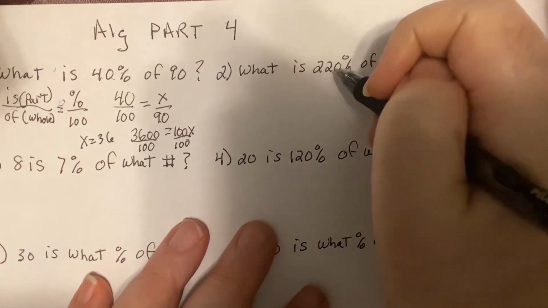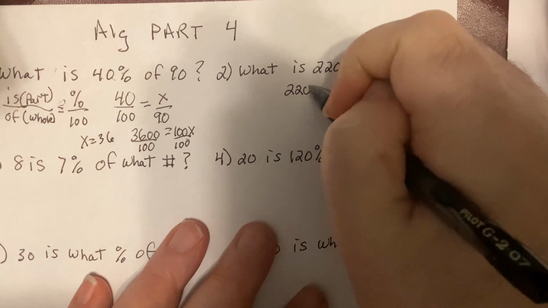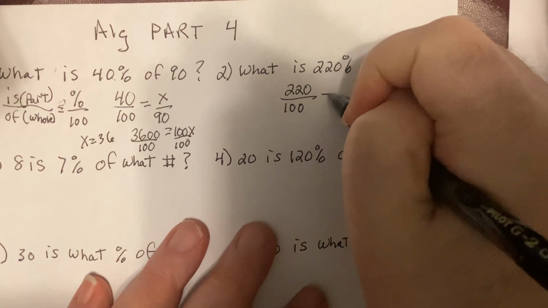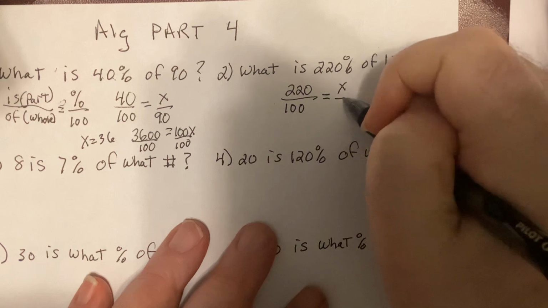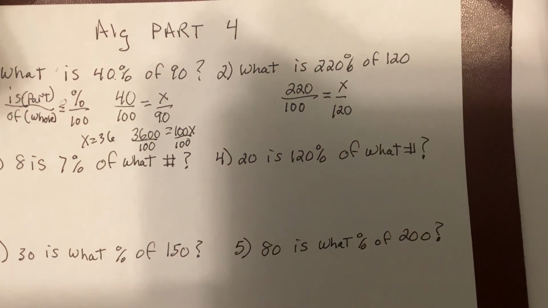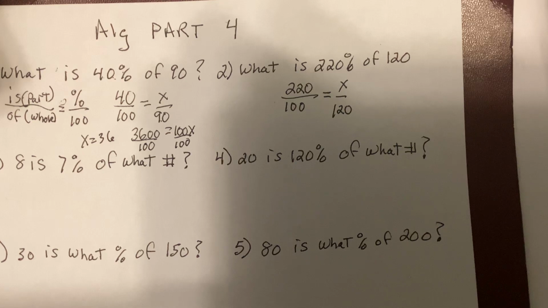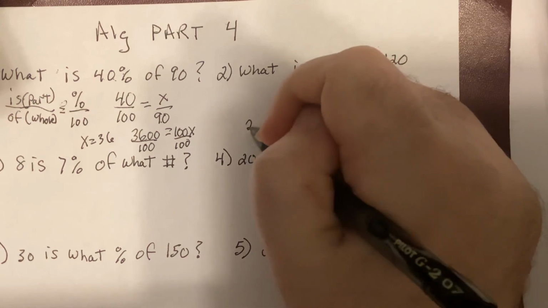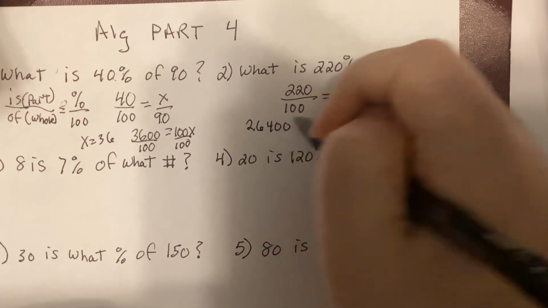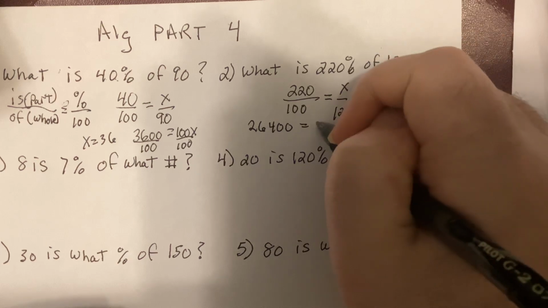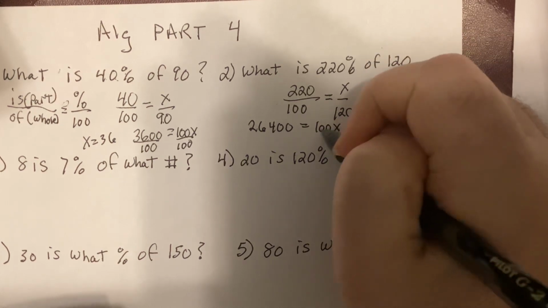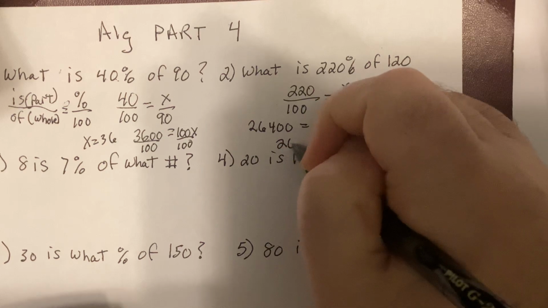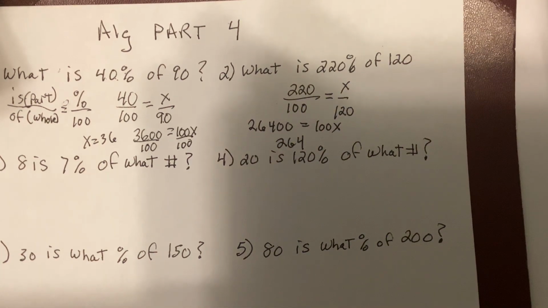Okay, so we have 220%. That's over 100%. Wow. Equals x over 120. Now use a calculator. So 120 times 220 equals 26400. Cross multiply, it's 100x. So divide both sides by 100. The answer is 264. Did you get that?